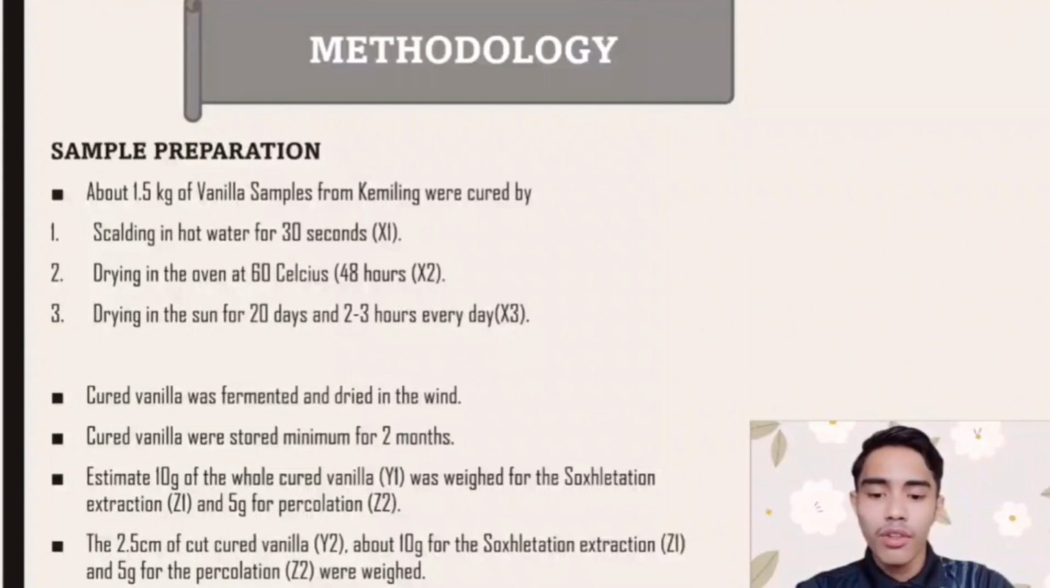Estimate 10 grams of the whole cured vanilla Y1 was weighed for the Soxhlet extraction Z1 and 5 grams for percolation Z2. Lastly, the 2.5 cm cut cured vanilla Y2, about 10 grams for the Soxhlet extraction Z1 and 5 grams for the percolation Z2, were weighed.